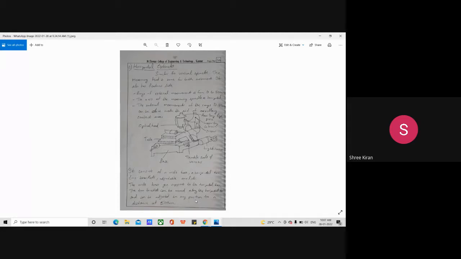So in the case of the horizontal optimeter, what happens is similar to the vertical optimeter. The horizontal optimeter is similar to the vertical optimeter, where the measuring head is the same for both the instruments. I hope you are seeing the figure.